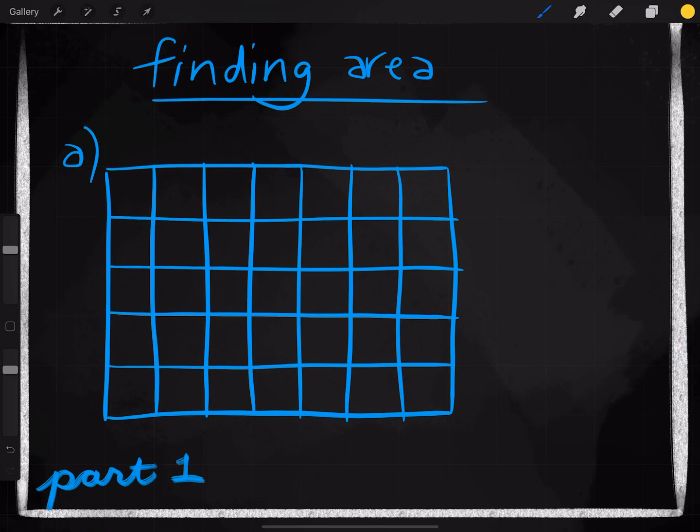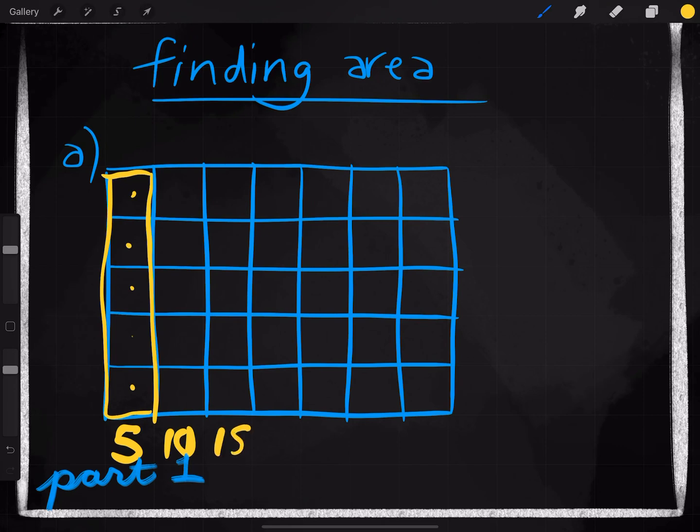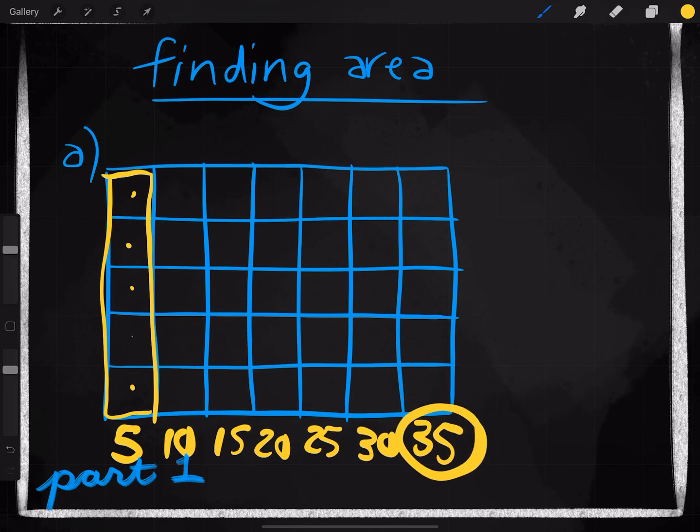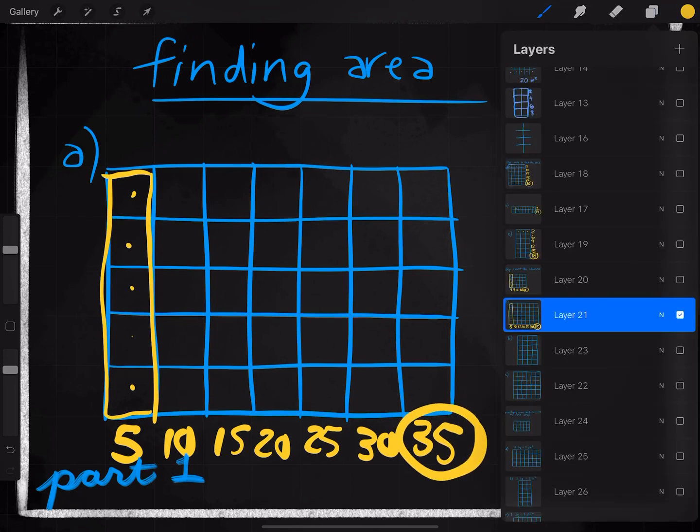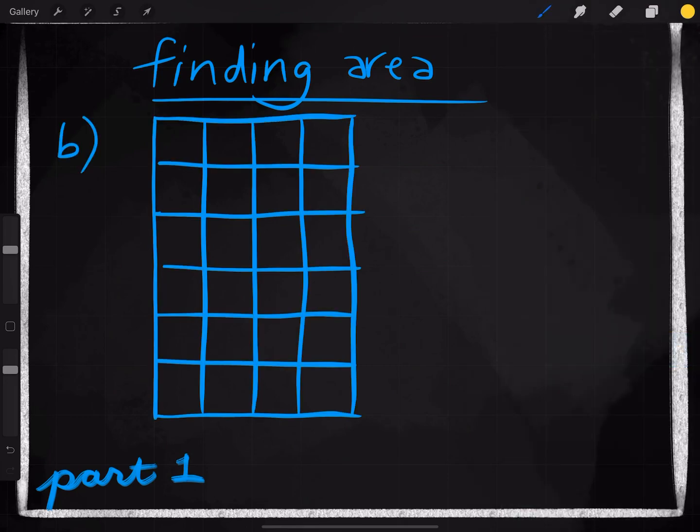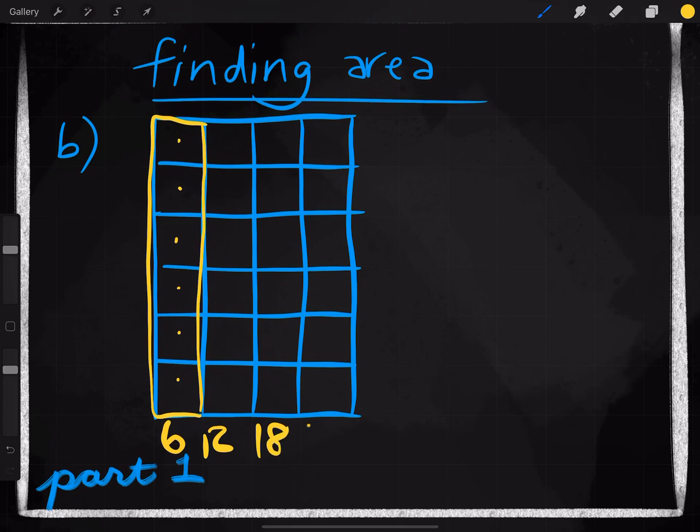Okay, hopefully you said, here's a column. In the column we have 1, 2, 3, 4, 5. So we're going to skip count by fives: 5, 10, 15, 20, 25, 30, 35. So its area is 35. Same thing for this one. You can pause it and try. Here's a column: 1, 2, 3, 4, 5, 6. There's 6, 12, 18, 24. So its overall area is 24.